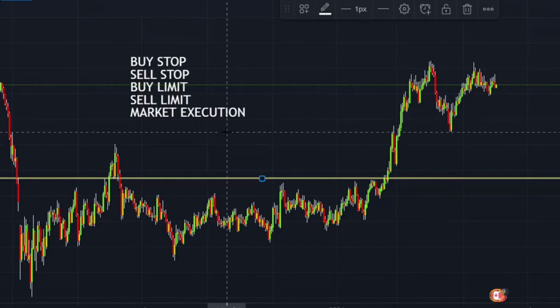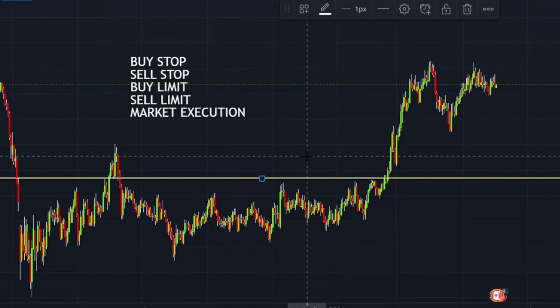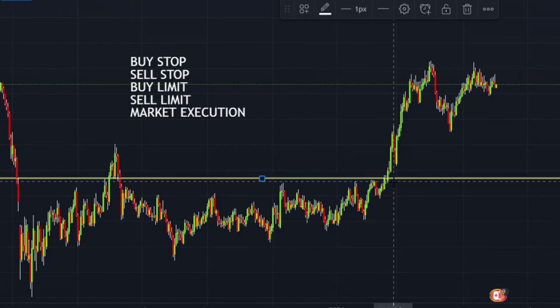Market execution just means that you want to execute on what is happening right now. As you can see, the yellow and white line are on top of each other because when you're doing a market execution, you will be placed in the trade immediately. The market was going up. Let's say you wanted to take a buy, you would use a market execution to get in the market immediately. Now let's talk about buy stop. What is a buy stop?